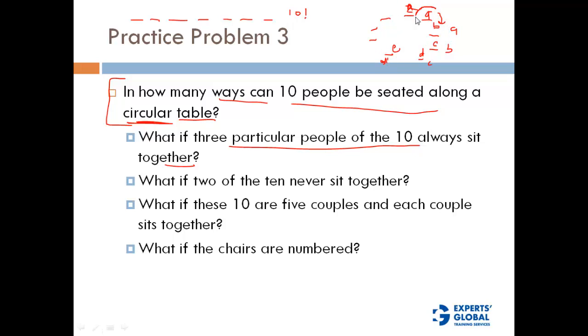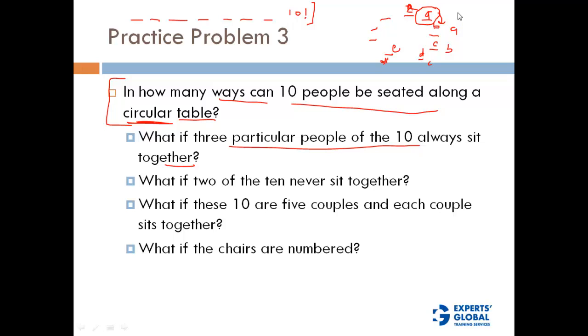But it's a circular arrangement. So with respect to A, the arrangement is the same, right? And we are not giving any particular number to a chair, that this is the first chair, this is the second chair. If that was the case, you would have to worry about the order. Here we are worried about the relative order. So we are always worried about the order with respect to one individual, right?